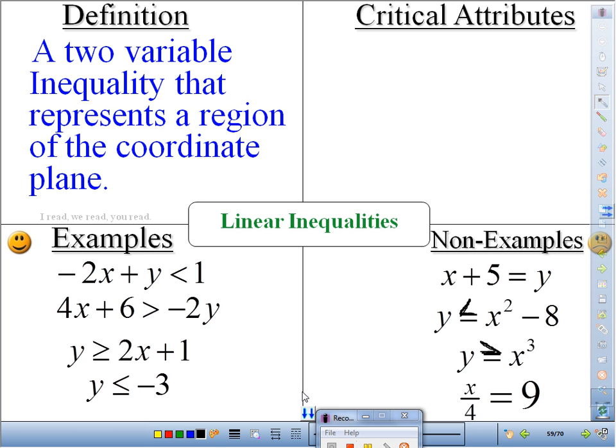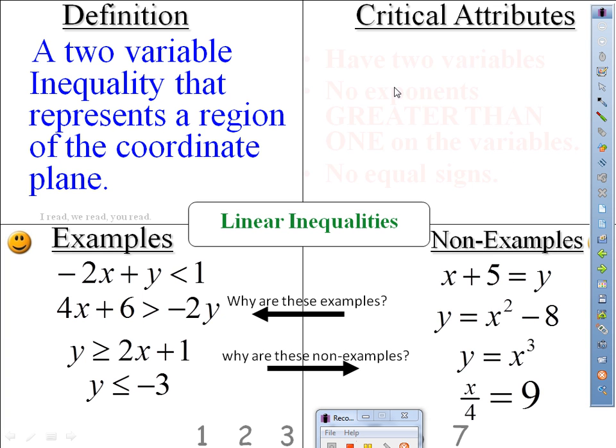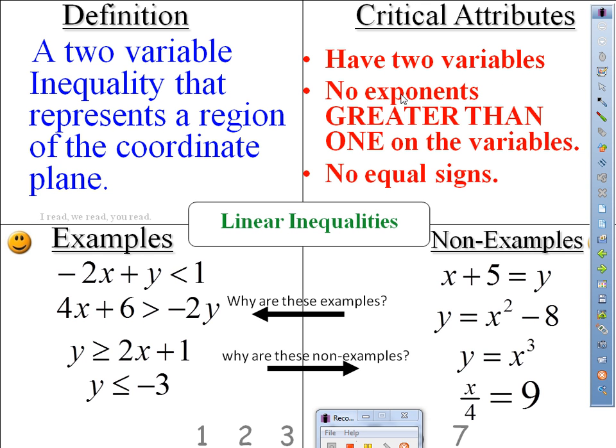Okay, so think about it. If these are linear inequalities, two variable inequalities, why are these not linear inequalities? Think about it. Why are these not? Discuss these with your neighbor, please. Why are those not? The most important thing to remember of linear inequalities is they have two variables, no exponents greater than 1 on the variables, and no equal signs. No equal signs.